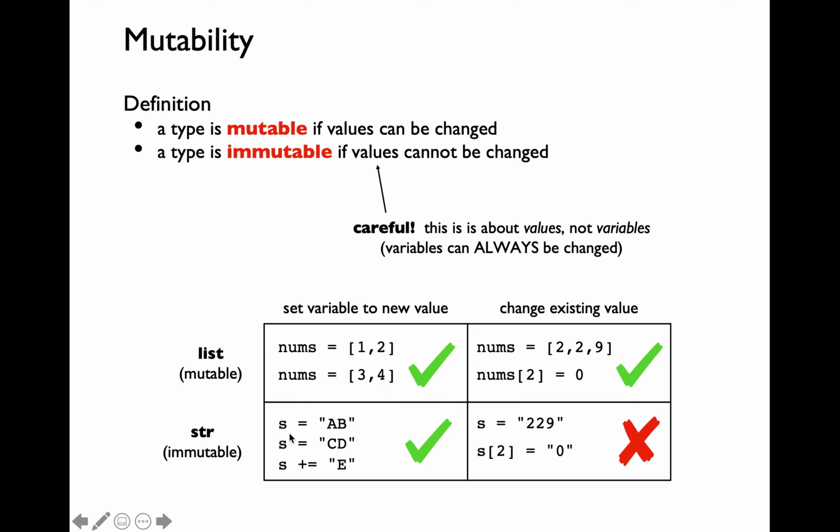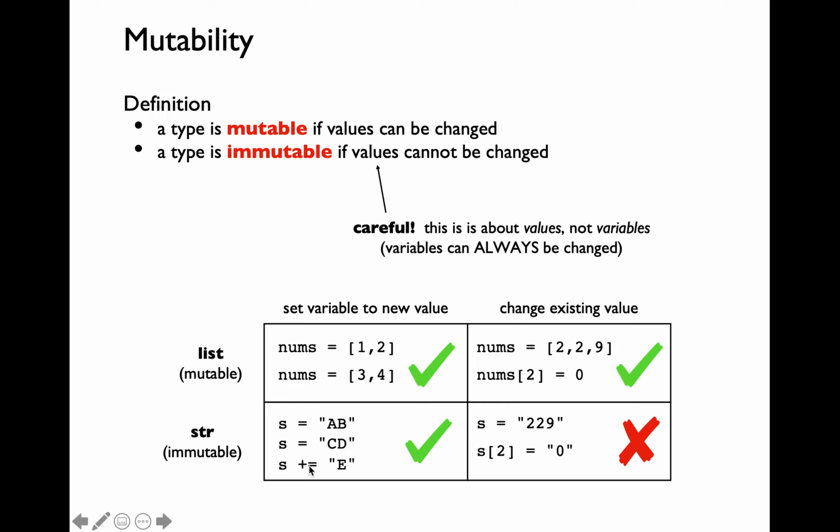Similarly, I can define a variable s and initialize it with a string value of AB. I can simply reassign the variable s to a different string value of CD. I'm not really changing the value of the string AB when I say s equal to string CD. Rather, I'm creating a new string CD and changing the value inside the variable to the string CD.